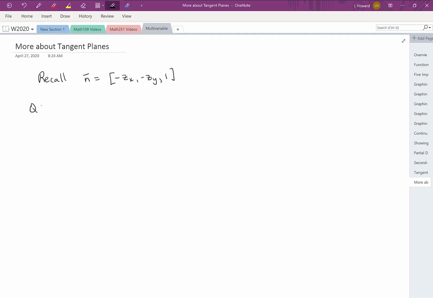And the question is going to be, where is a tangent plane horizontal? So here's our tangent plane parallel to the xy plane. And remember that the normal vector is a vector that's perpendicular to our plane. So normal vector could be coming up like this, or it could be coming down like that, but it's moving in the vertical direction because it's perfectly perpendicular to this horizontal plane.